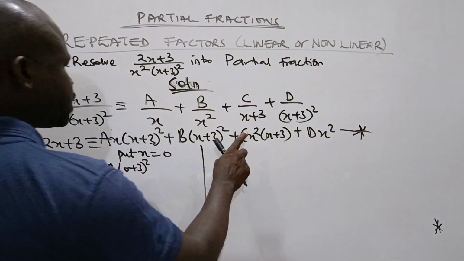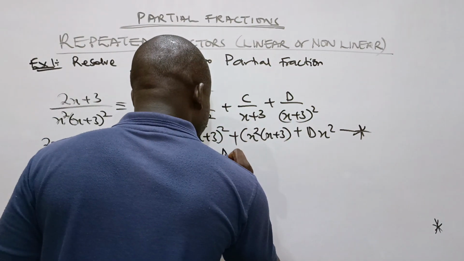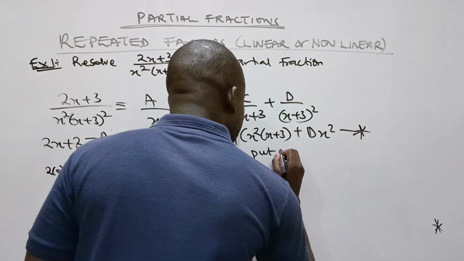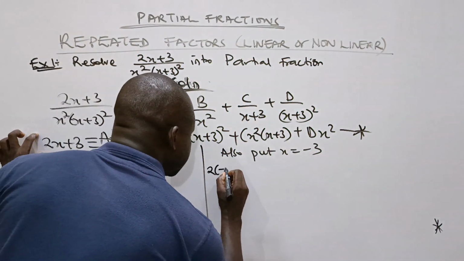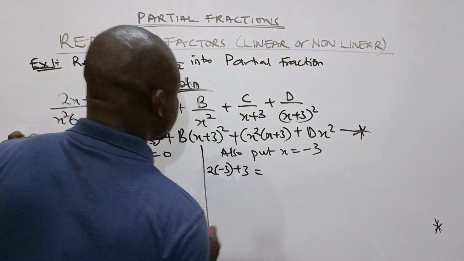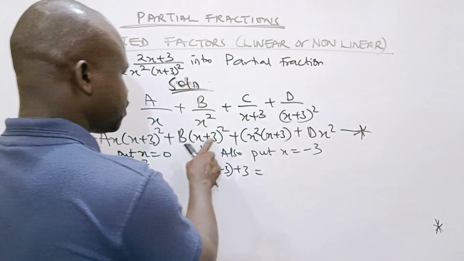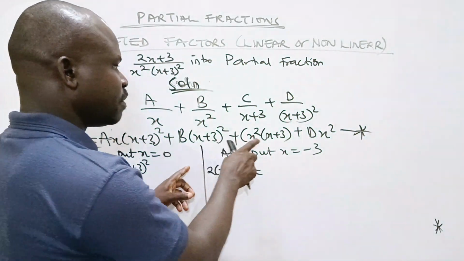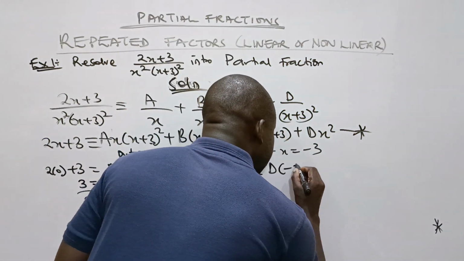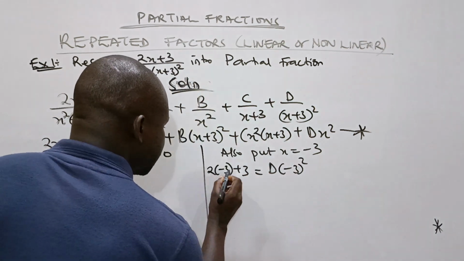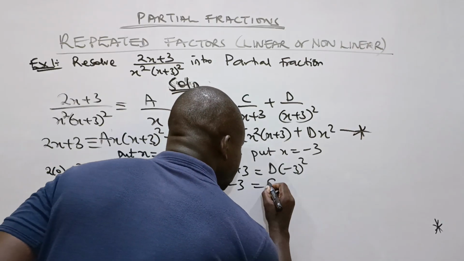Then also, if I put x equal to minus 3, there will be some cancellation. So if you consider this equation, I'm going to have 2(-3) + 3 equal to, since x is minus 3, minus 3 plus 3 will be 0, so everything will vanish in those terms. We only have d times (-3) squared. At the end of the day, 2 times minus 3 is minus 6. Minus 6 plus 3 gives minus 3, equal to 9d.